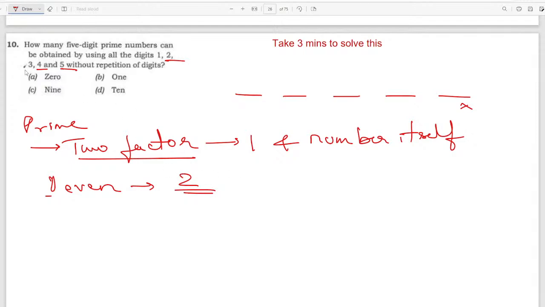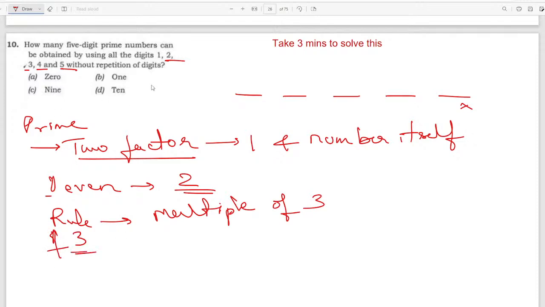And then 3. The rule of divisibility of 3 is, if we add the digits, the sum should be a multiple of 3. So 1 plus 2 is 3, 3 plus 3 is 6, 6 plus 4 is 10, 10 plus 5 is 15. 15 is divisible by 3.